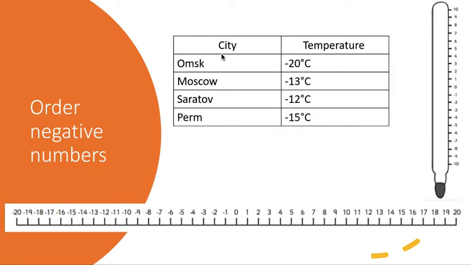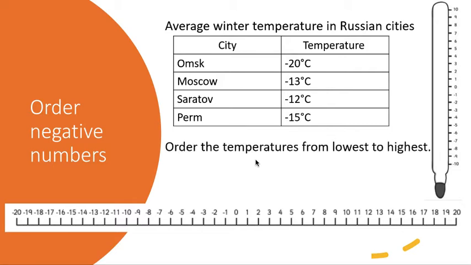Okay, we've got some more cities and we've got some more temperatures. Omsk, Moscow, Saratov and Perm. All of these are in negatives. Which country do they belong to? Russia. These are the average winter temperatures in Russian cities. Again, we're going to order the temperatures from the lowest temperature to the highest temperature. Have a go yourselves at the moment.